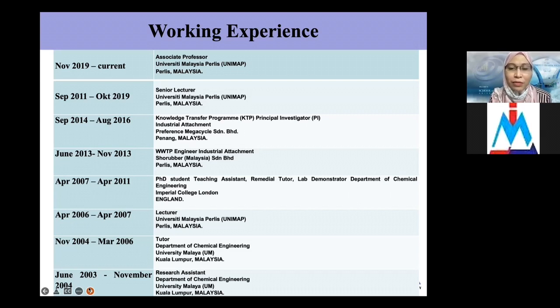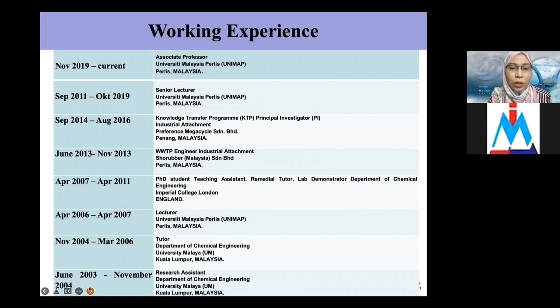So I transferred myself from UM to UNIMAP. And then I went for my PhD degree at Imperial College London from 2007 to 2011. And as you know, I have the desire as well to work in industry. So when the time comes, especially when the students have their long break, I went to industry.